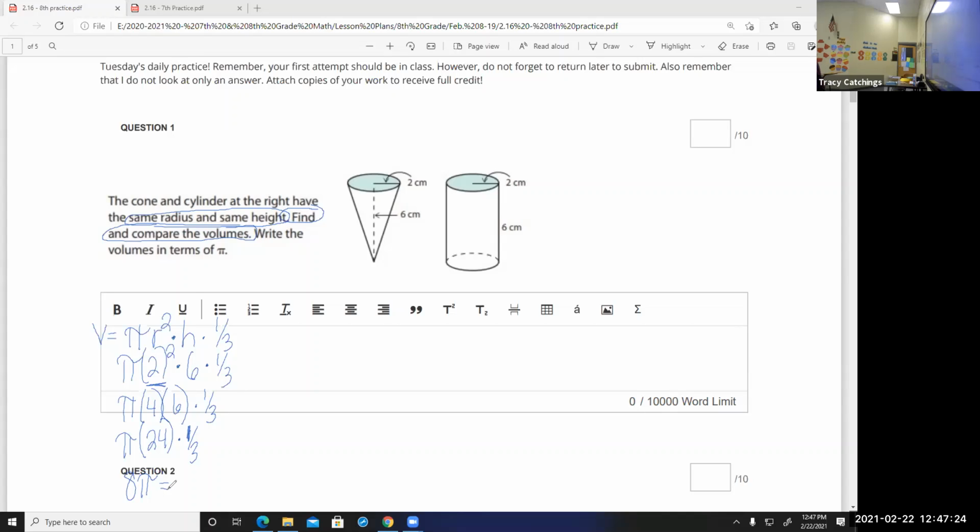And the school calculators do have pi. You just have to hit 8 times pi and then hit equal. And it'll tell you what you need.